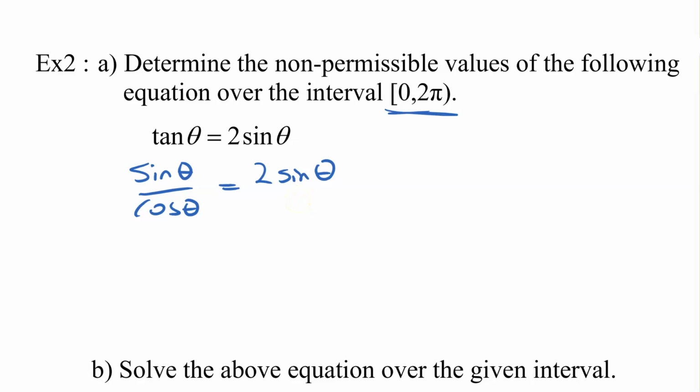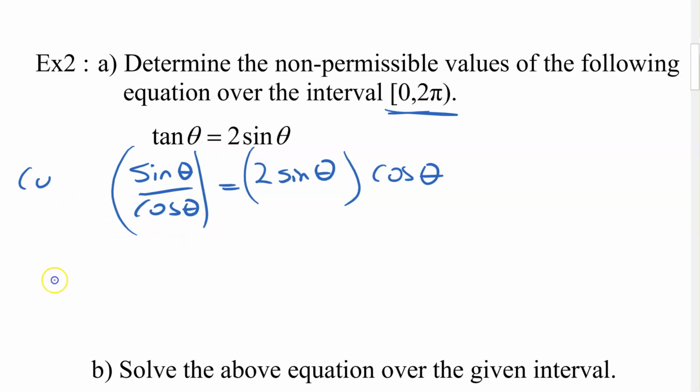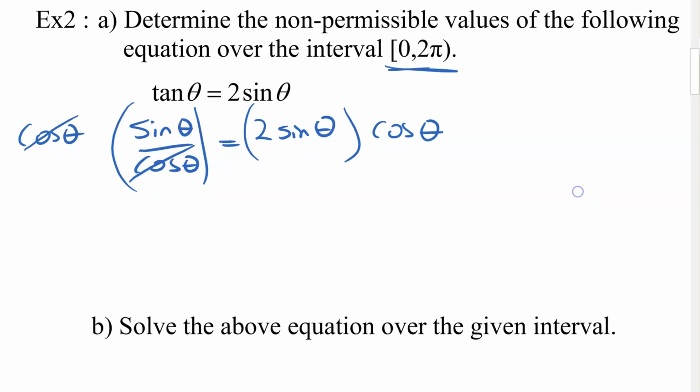So I'm going to multiply each term by the lowest common denominator, which is just cos theta. I'm going to multiply the right-hand side by cos theta, and I'm going to multiply the left-hand side by cos theta. What happens? Well, on the left-hand side, my cos thetas cancel each other out, so I'm going to get sine theta. On the right-hand side, I'm going to get 2 sine theta times cos theta.